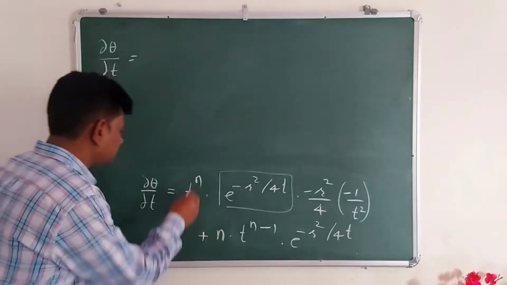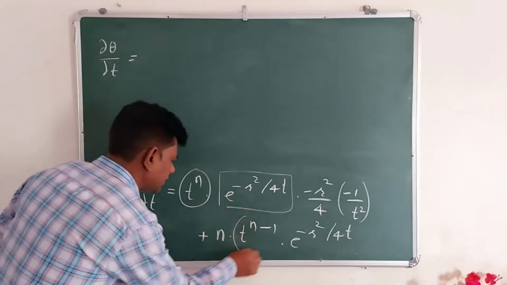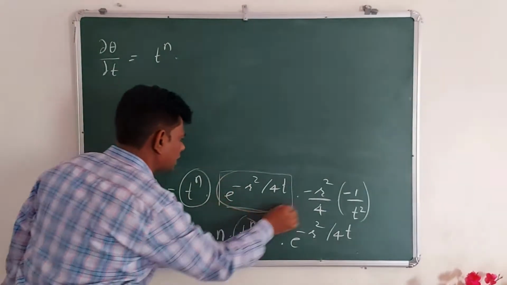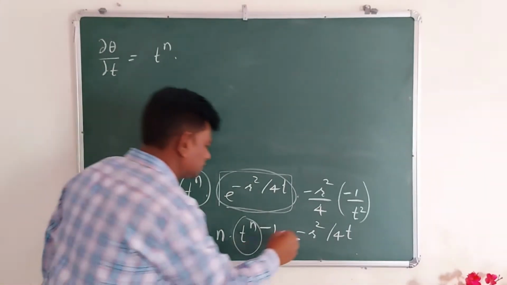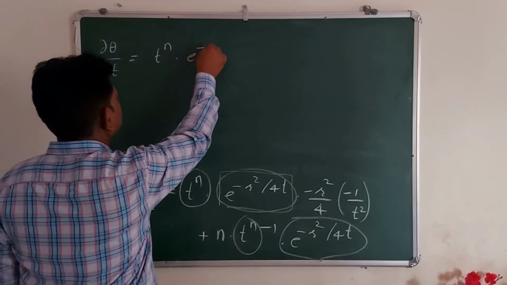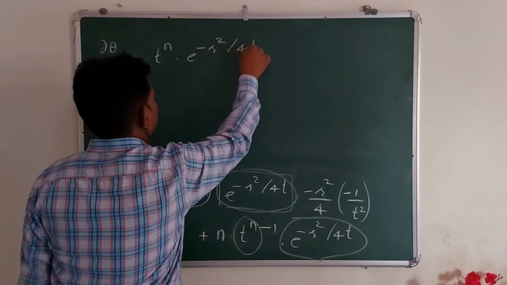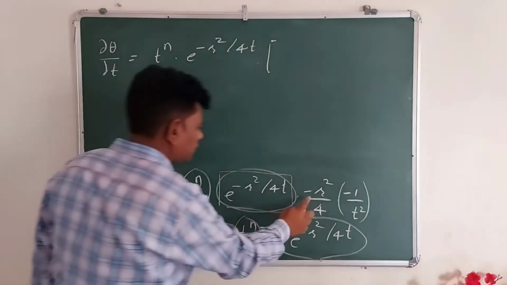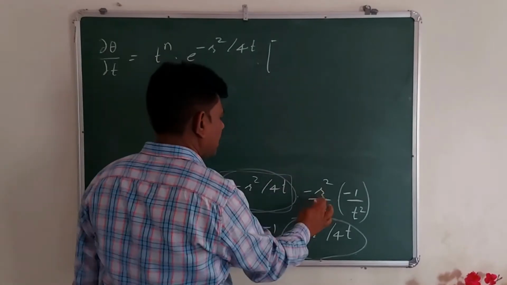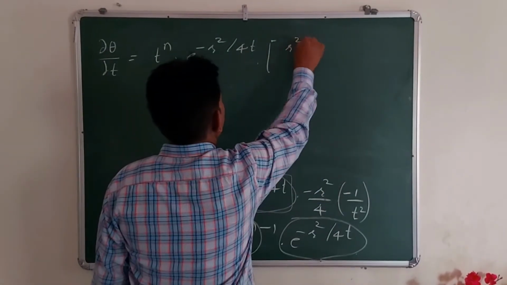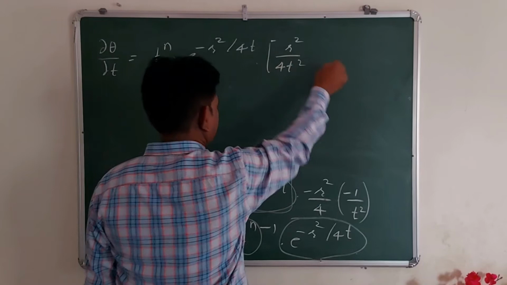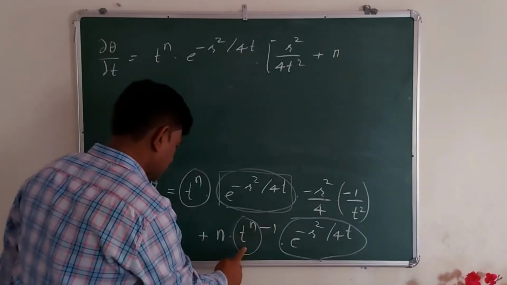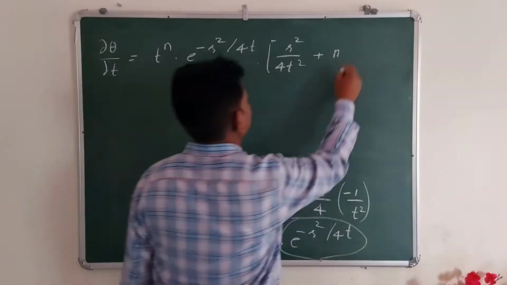Now in this calculation, t to the power n is the common term and e to the power minus r square upon 4 times t is also a common term. So we get e to the power minus r square upon 4 times t times the remaining part, which is minus minus plus r square times 1 upon 4 times t square, plus n times t to the power minus 1.